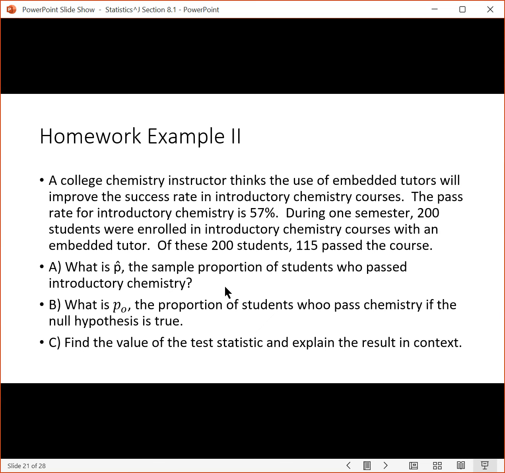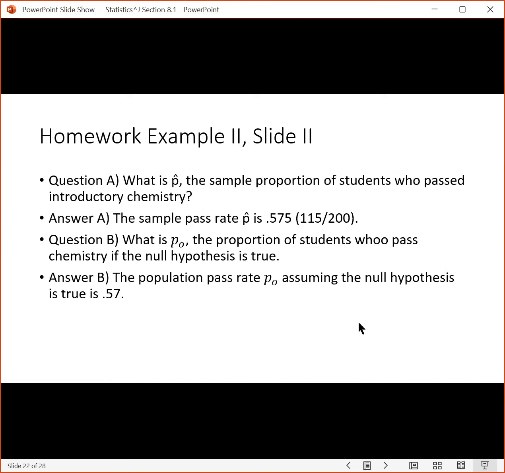Okay, so before we jump to the next stage, p hat comes from the experiment, right? That comes from the observed result. So what was the experiment here? Well, we had 200 students take introductory chemistry with an embedded tutor. So you want p hat as a proportion, so you want to divide these 115 by 200. That's going to be p hat. P naught, that's the percentage that we're assuming. That's the default, the status quo, the current situation. So what is that? That's 57%. All right, and then find the value of the test statistic. So that's just plugging it all into those formulas.